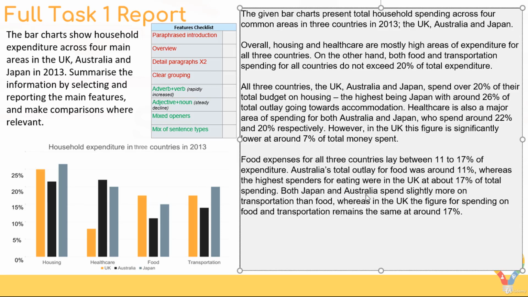Both Japan and Australia spend slightly more on transportation than food, whereas in the UK the figure for spending on food and transportation remains the same at around 17%. Now, taking a quick look over our features checklist, the one that stands out to me is the adverb, verb, vocabulary, grammar, sentence type. Now, we haven't really included much of this, and I think that's because we aren't comparing between different times, different years.